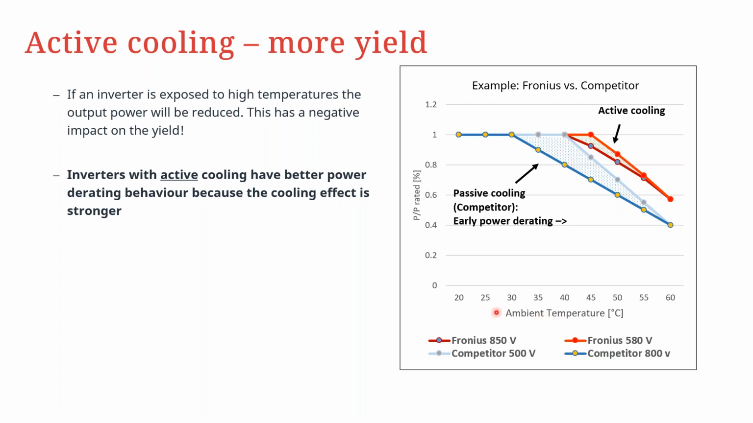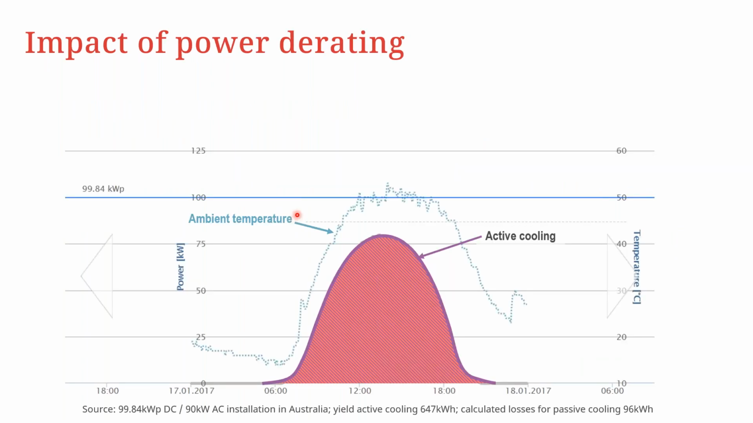So if you expect that your ambient temperatures are going to be, let's say, above 30 or 35 degrees Celsius, so you can experience these kinds of temperatures, it's actually always good to go with an actively cooled device, because then your yield is guaranteed.